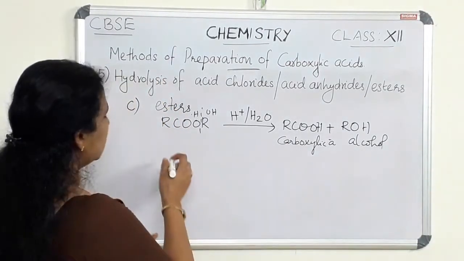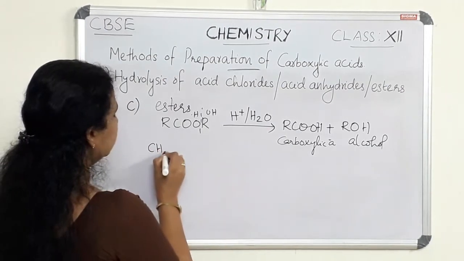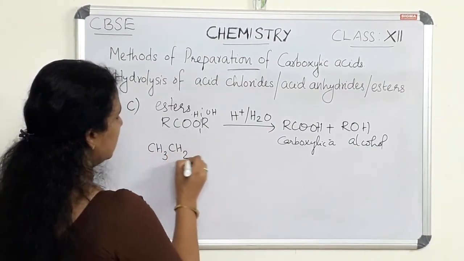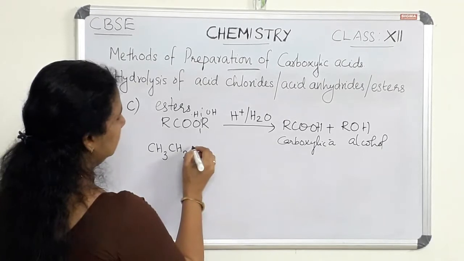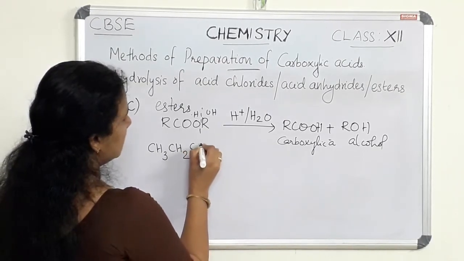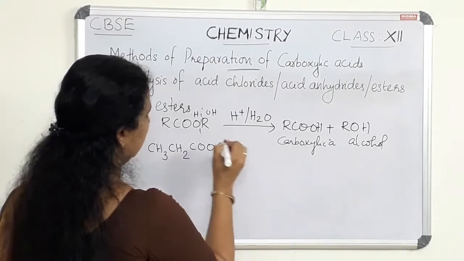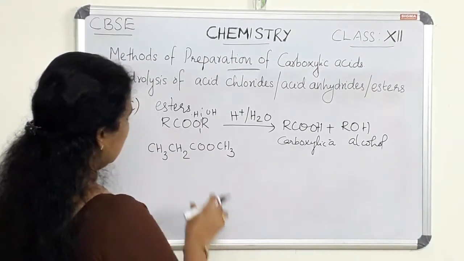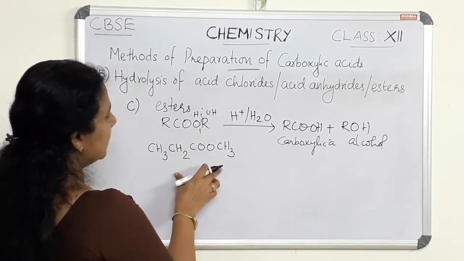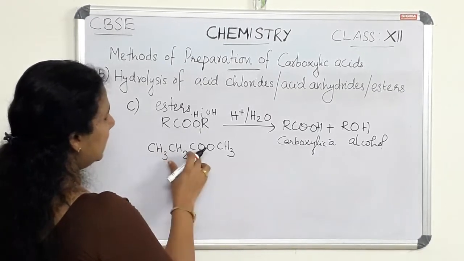So we can take one example, CH3CH2COOCH3. So what is the name of this ester? So there are 3 carbon atoms here.